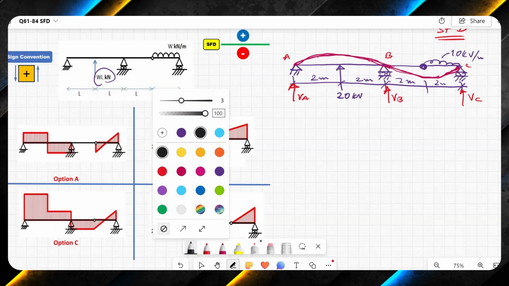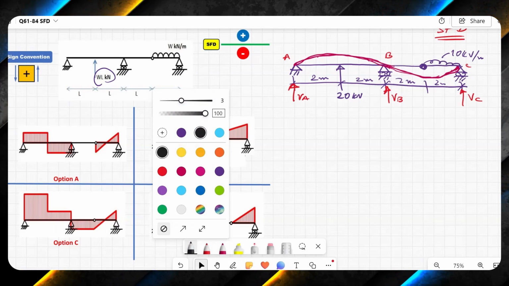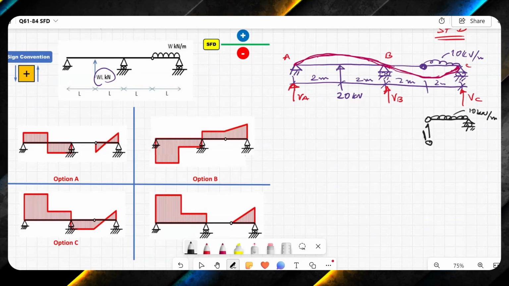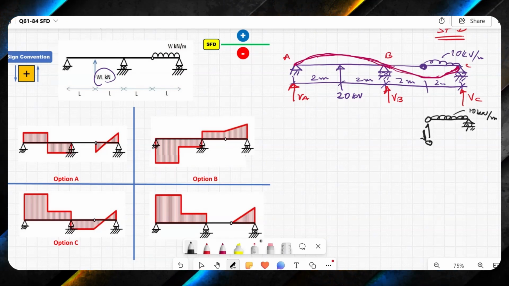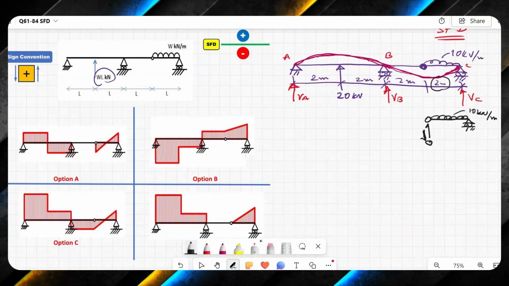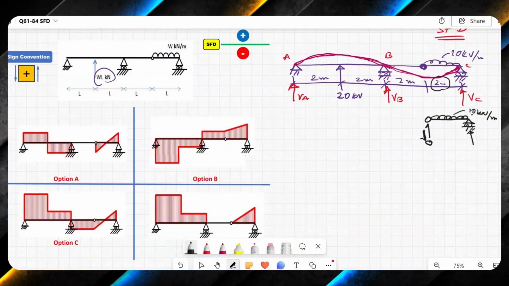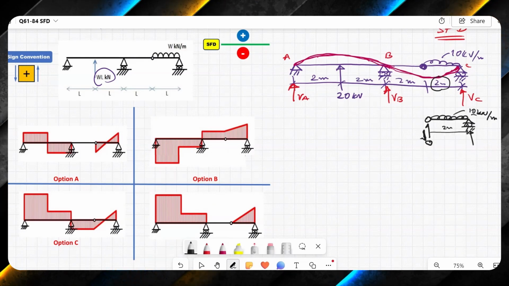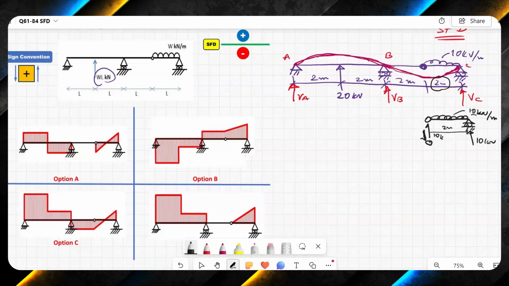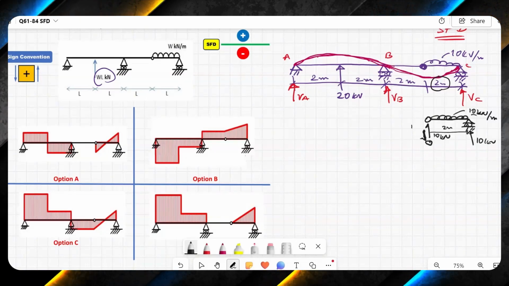The first step that I will take is I will separate this, and this part will have upward reaction, and again on the left side I will have a downward reaction. Because the distance is 2, so reaction here will be 10 times 2 divided by 2. So this will be 10 kilonewton on this side and 10 kilonewton on left side. Here it will be 10 as well.